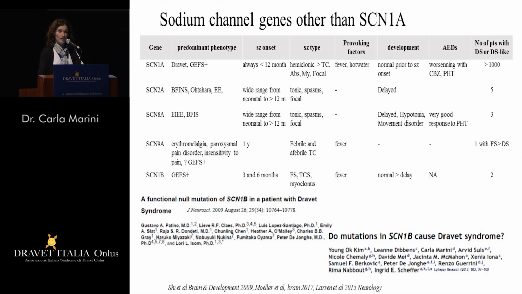I just wanted to mention that mutations in SCN1B, the beta-1 subunit of the sodium channel, were identified in a patient. It's a homozygous mutation, and the patient had been described as having Dravet syndrome, and that was reported some years ago. Then together with Ingrid, we put together our patients with Dravet syndrome or a DS-like phenotype, and we could not identify mutations in this gene, so we could not confirm that mutations in SCN1B underlie Dravet syndrome phenotypes.